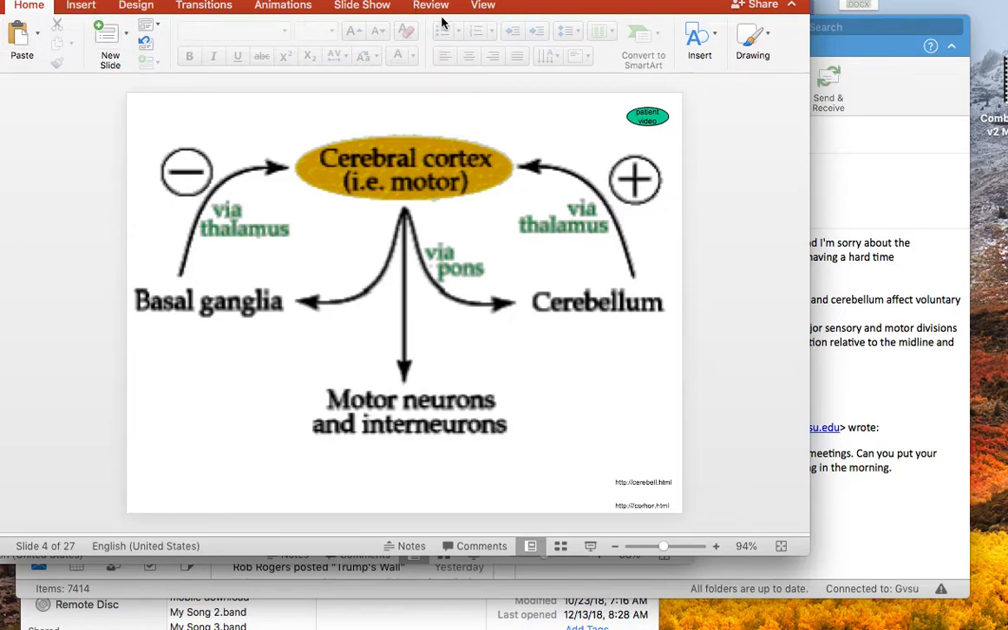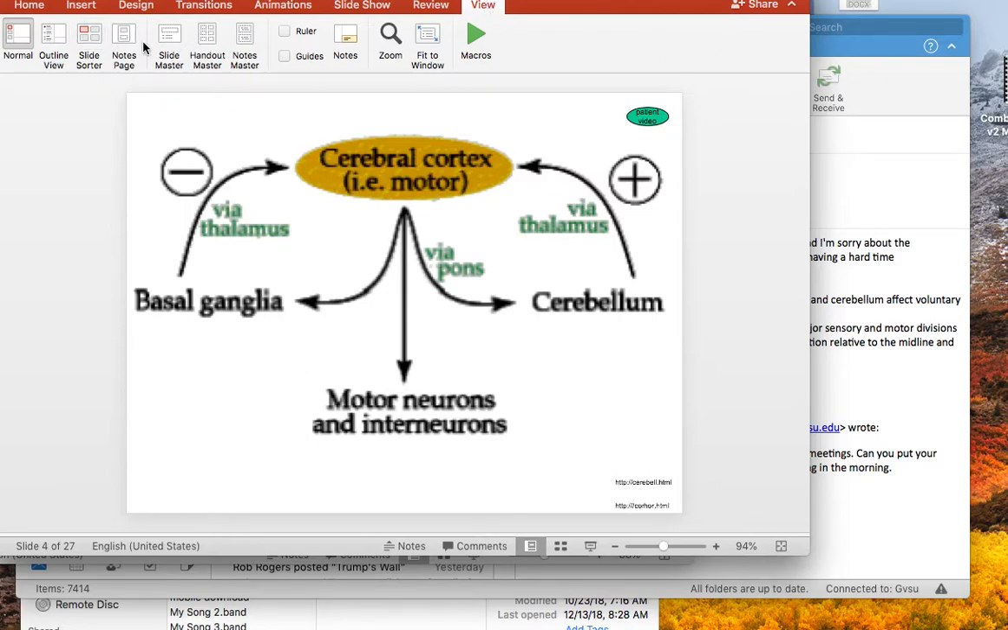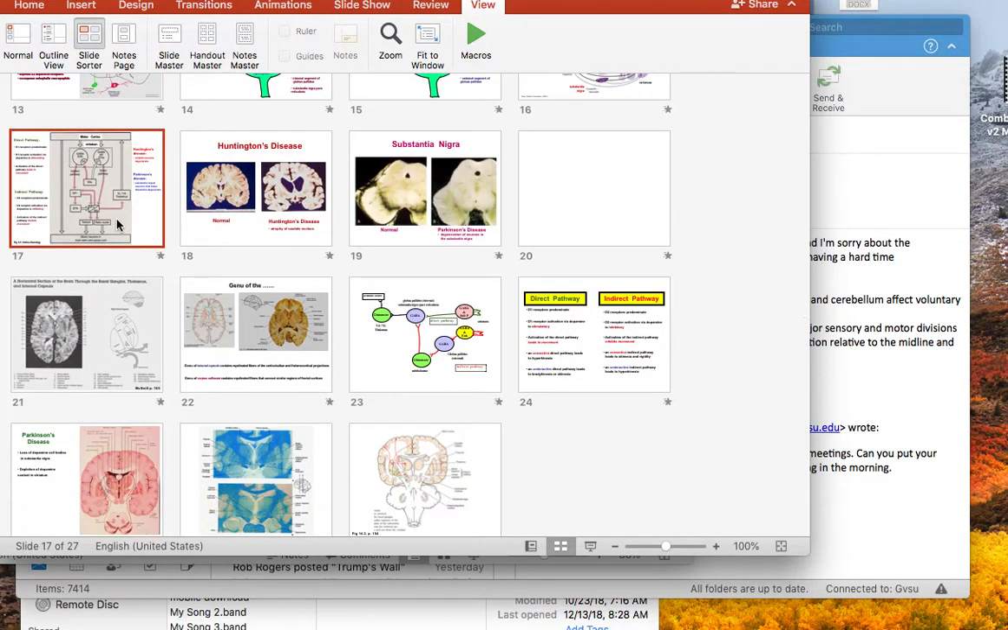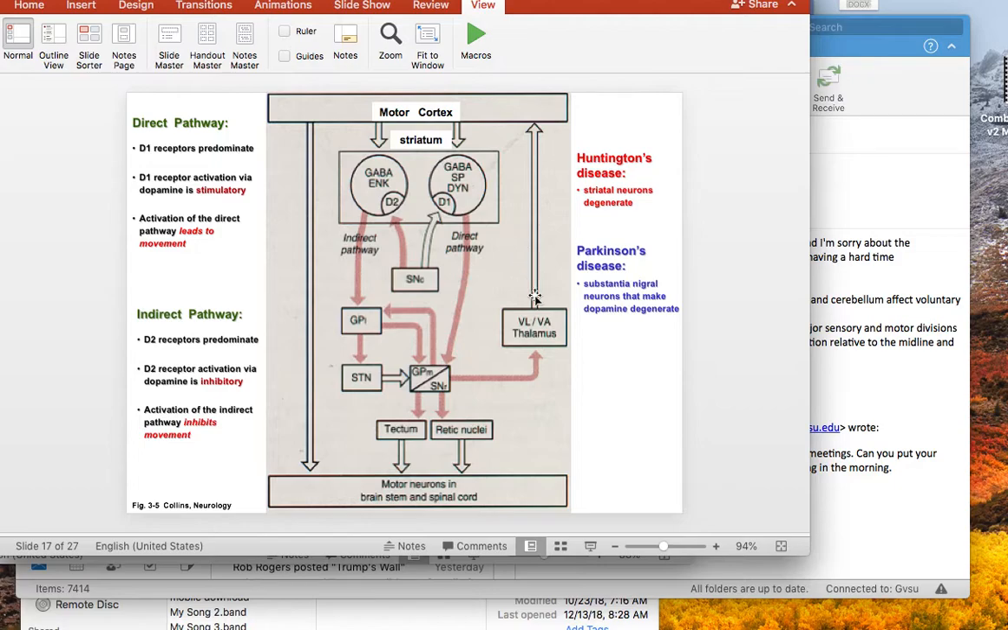So let me see if I can quickly go to that. So this diagram, where here's our thalamus, and that links to the motor cortex, and it has some tonic activity, kind of constantly going. And then here's our output of the basal ganglia that inhibits that thalamus. So that's a major thing to get out of it. The cerebellum, don't worry about it.